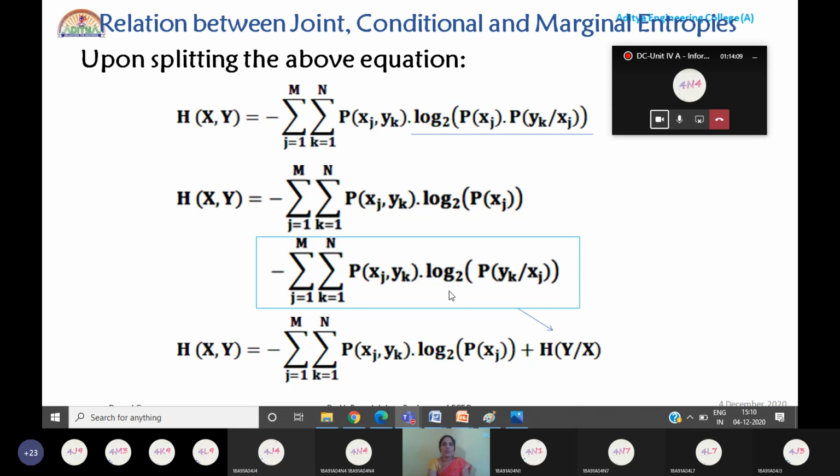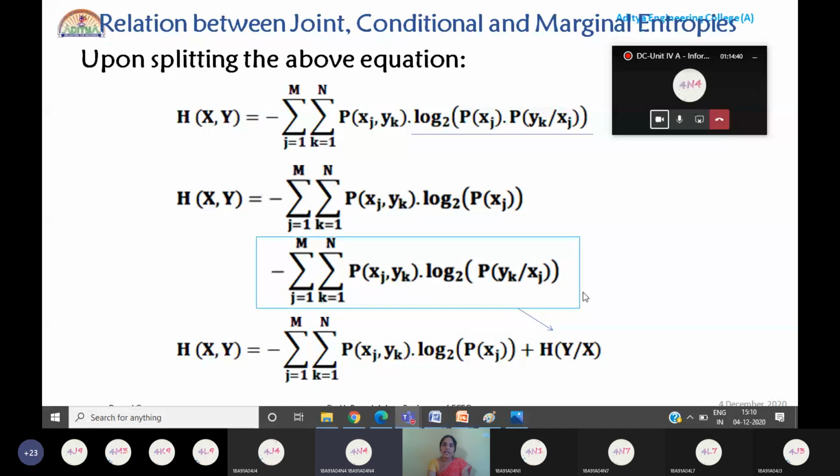Can anyone of you tell me what is the kind of conditional entropy? Using the second term you can calculate which kind of conditional entropy? H of y by x. What is H of y by x? Evaluating the parameters of receiver y by knowing the transmitter parameters x.